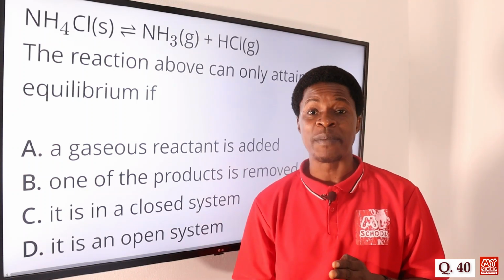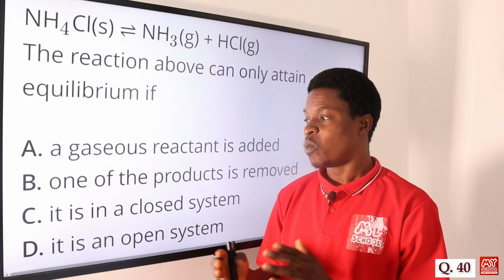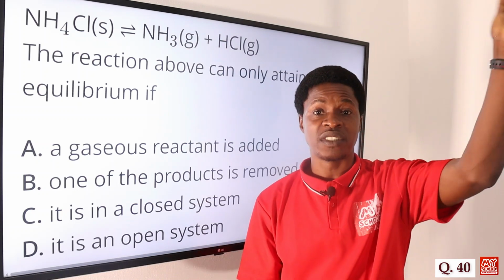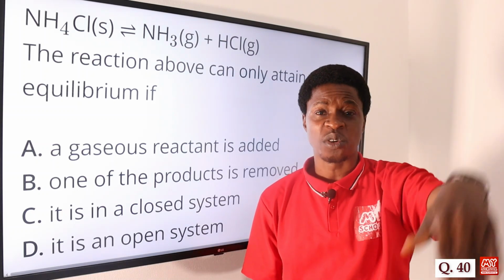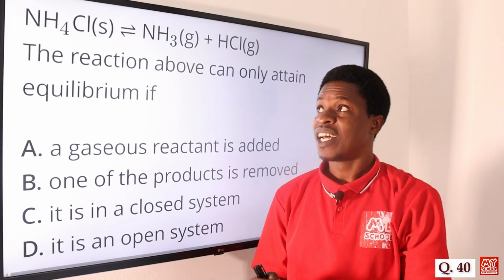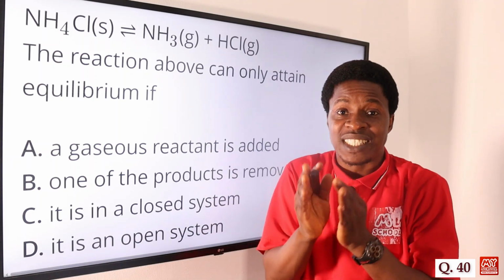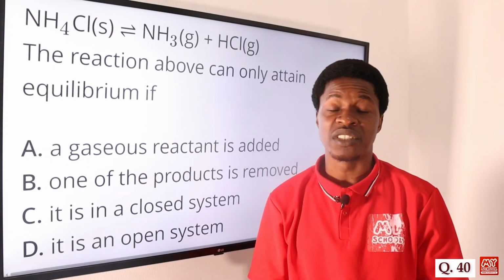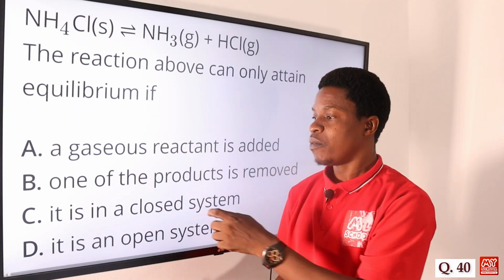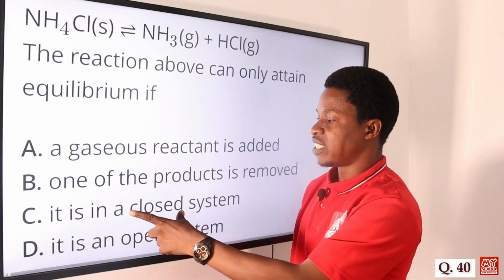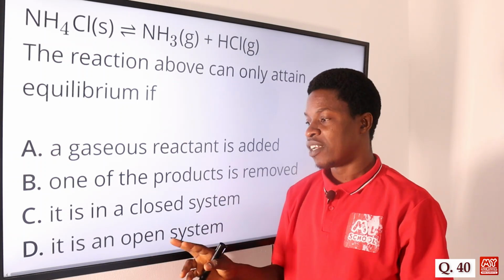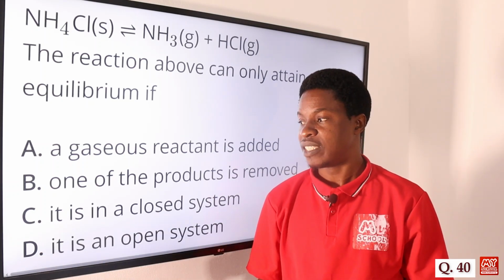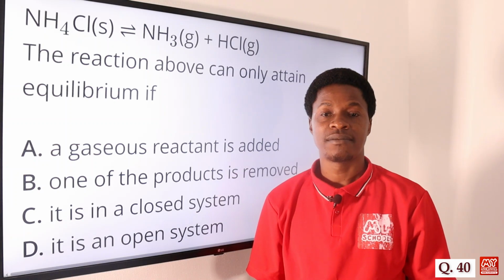Yes, equilibrium position can be attained easily with a closed system, because nothing is going out of the system into the environment, and nothing is coming into it. So if you have a reaction like this where we have fumes or gases, they are all in that closed system, so the reaction will keep going on and on until you have an equilibrium position. So yes, we can have equilibrium in a closed system. If it is in an open system, you can't have that. So the correct answer here is option C, it is in a closed system.